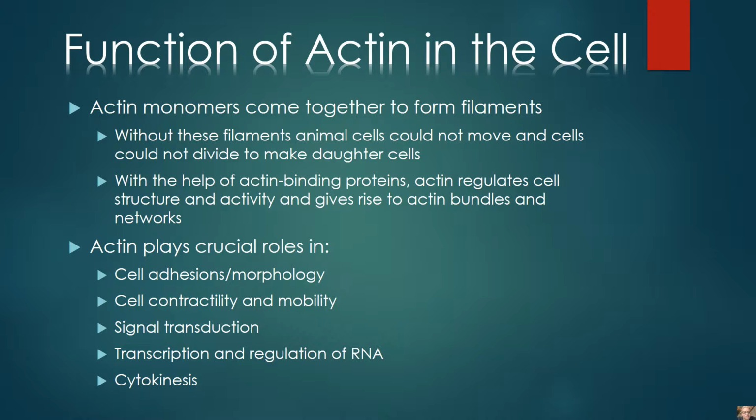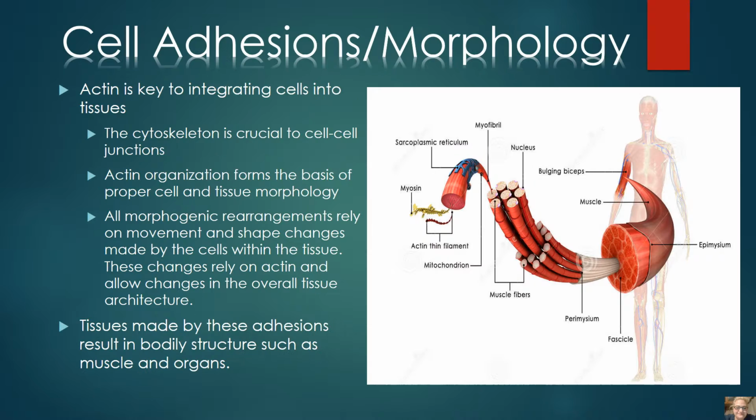Actin plays crucial roles in cell adhesions, cell contractility and mobility, signal transduction, transcription and regulation of RNA and DNA. It's basically transcription of genes, and cytokinesis. We see actin in cell adhesions and morphology. Actin is key to integrating cells into tissues. The cytoskeleton is crucial to cell-cell junctions.